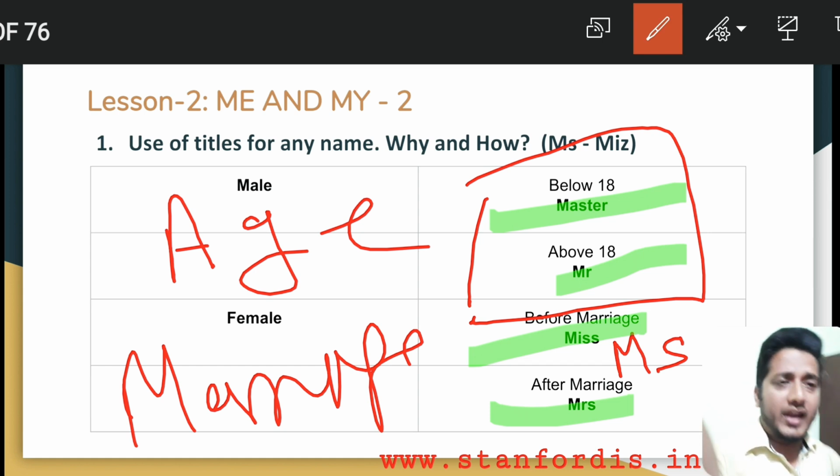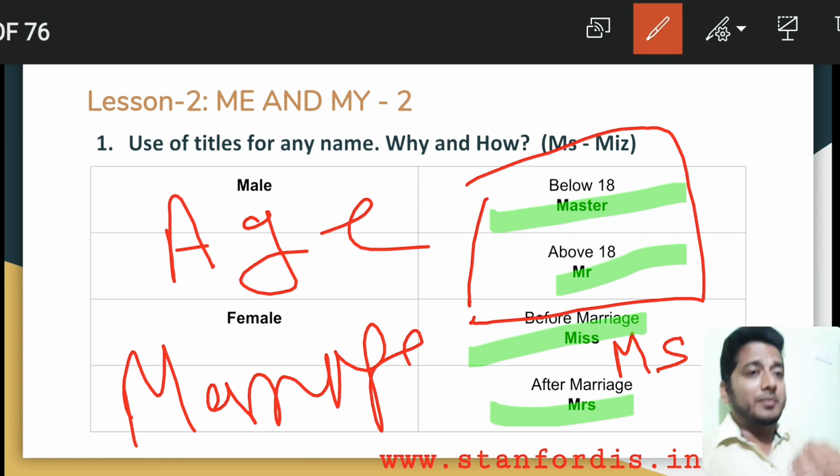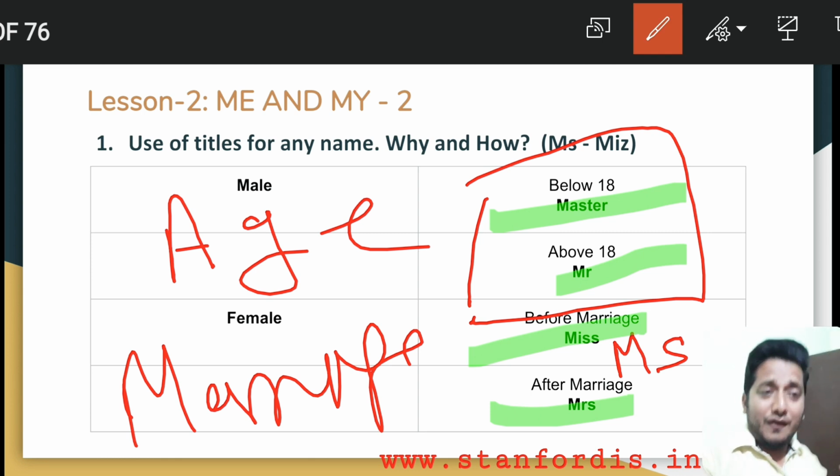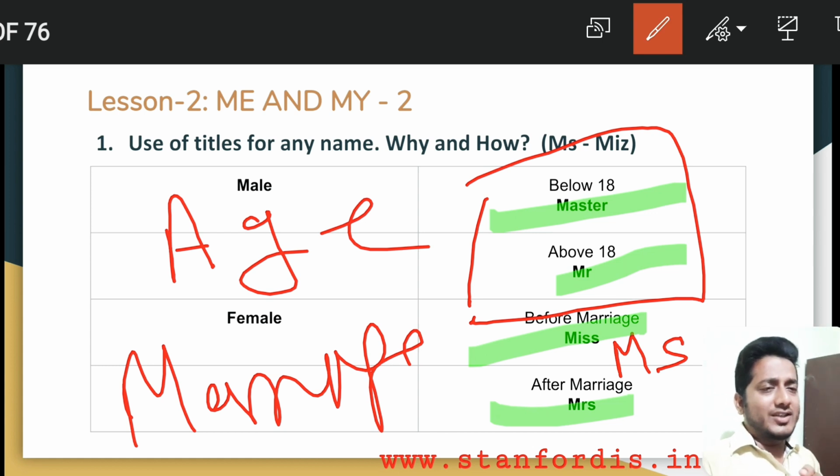If you are not aware whether a female is married or unmarried, you're confused. In that case, you can go with Ms. If a girl is not marrying, or a female is not married and not getting married for a long time, suppose for the whole life, then you can use Ms over there. So you can use Ms for before marriage or after marriage.